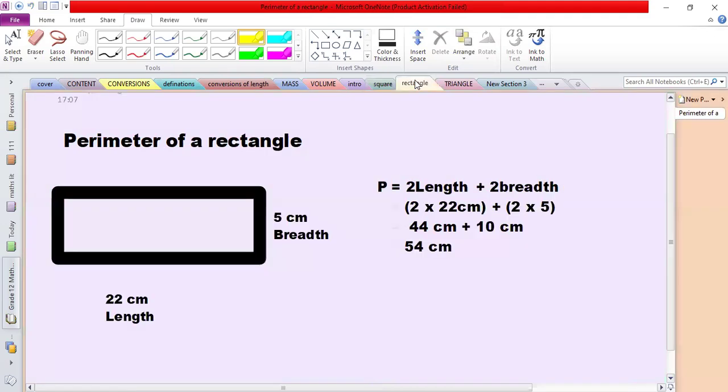The perimeter of a rectangle is also similar to the perimeter of a square because we add all sides, just that here sides are not equal. Only 2 sides are equal and the other 2 sides are equal. So when we calculate the perimeter of a rectangle, we say perimeter equals 2 length plus 2 breadth. 2 length will be calculated as 2 times 22 because the length here is 22 centimeter. So it will be 2 times 22 plus 2 times 5 because 5 is our breadth. So it will be 44 centimeter plus 10, which is 54 centimeter.